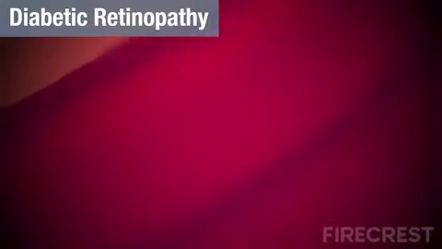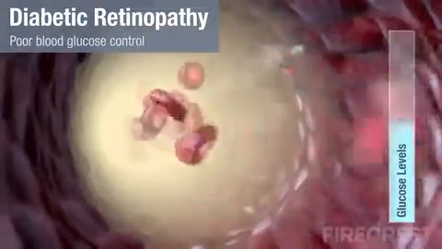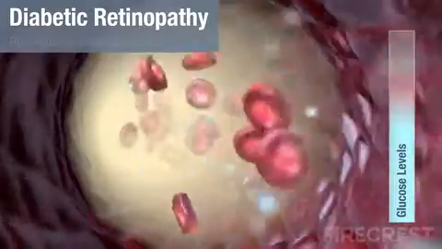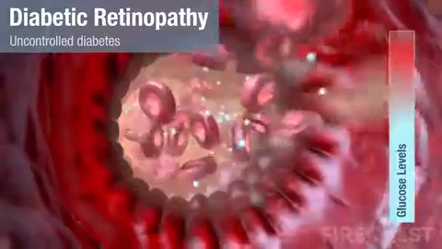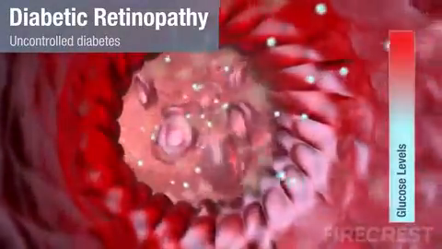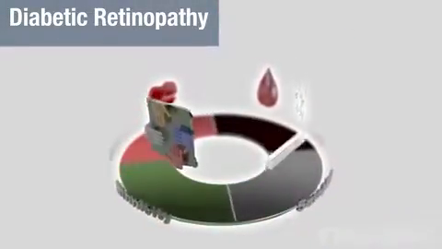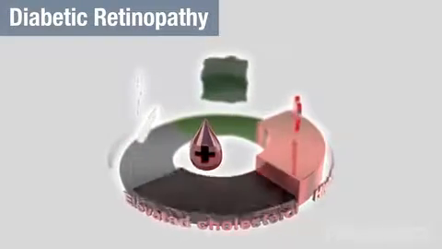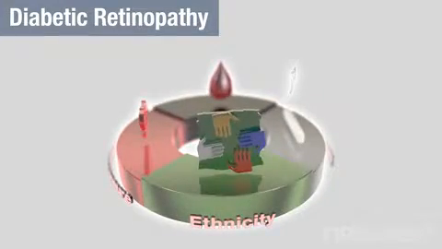Diabetic retinopathy occurs as a result of poor blood glucose control. The longer you have diabetes, the higher the risk of developing diabetic retinopathy. During uncontrolled diabetes, retinal blood vessels become inflamed and damaged. Therefore, strict blood glucose management is very important for eye health in patients with diabetes. Other significant risk factors include high blood pressure or hypertension, elevated cholesterol, smoking, and ethnicity.